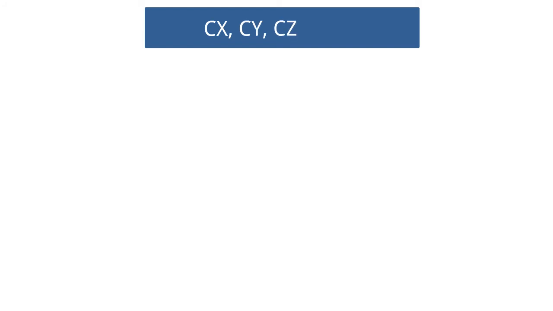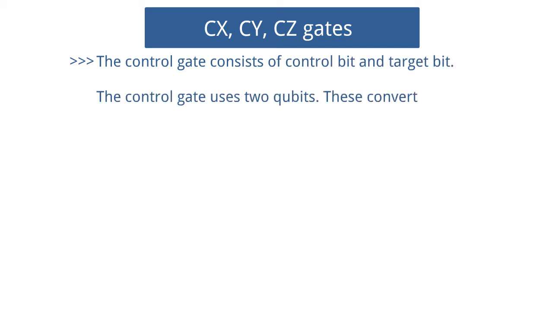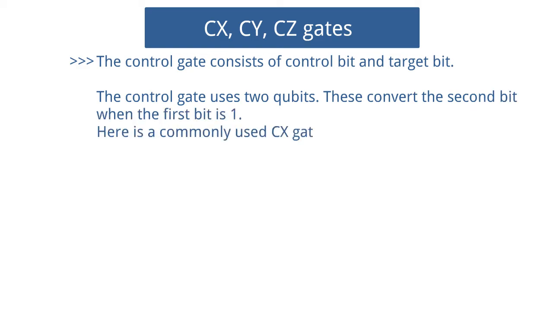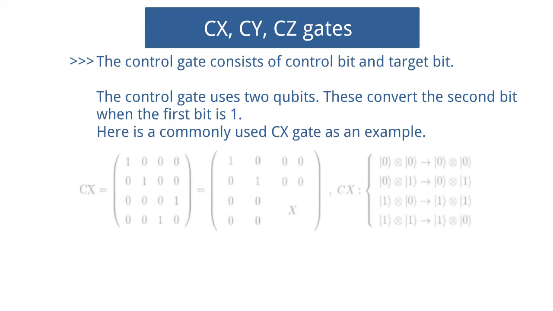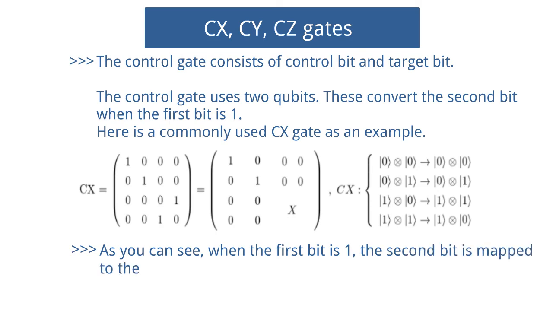CX, CY, CZ gates. The control gate consists of control bit and target bit. The control gate uses 2 qubits. These convert the second bit when the first bit is 1. Here is a commonly used CX gate as an example. As you can see, when the first bit is 1, the second bit is mapped to the X gate.